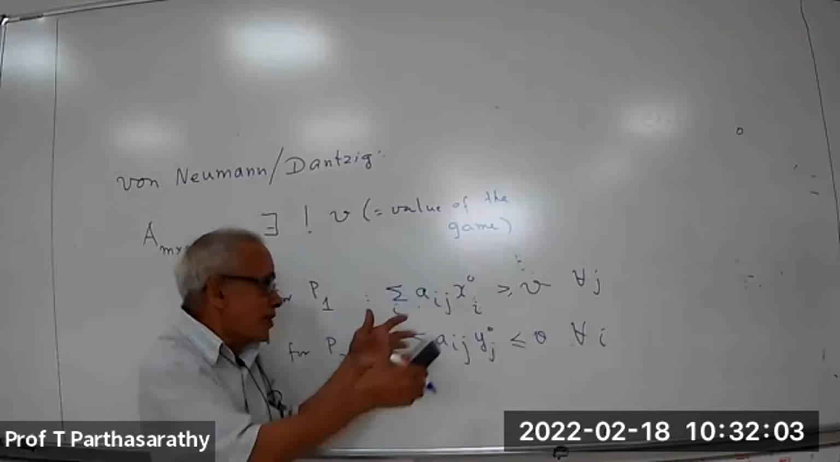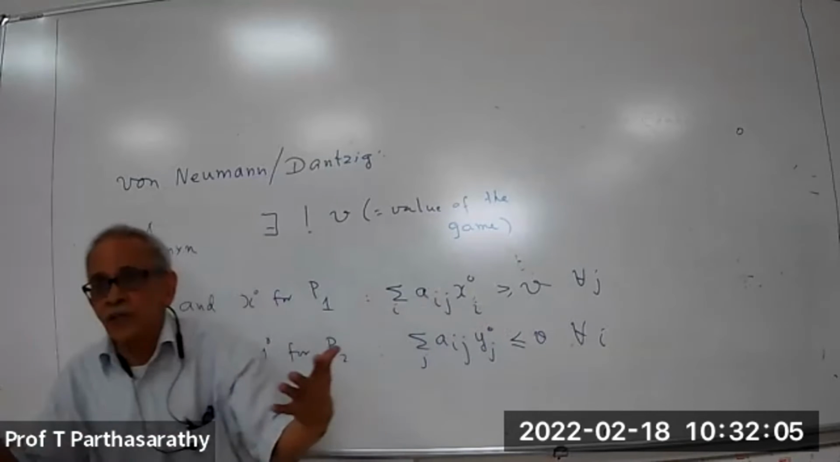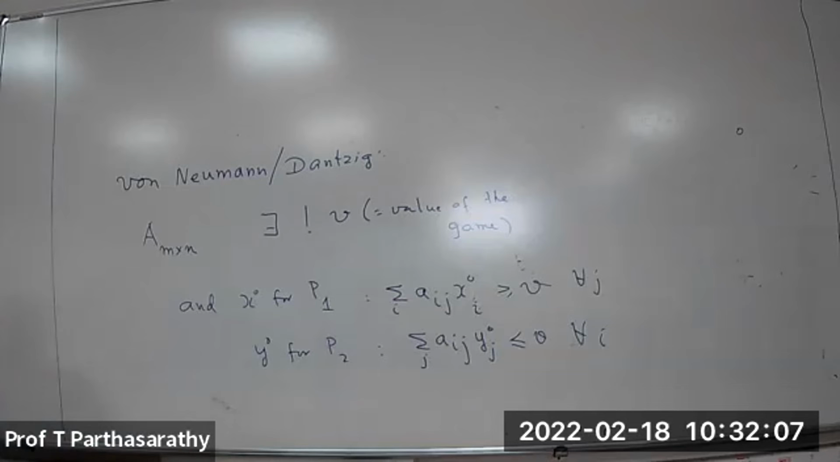So Ax naught y will always be greater than or equal to V for any y which is employed by player 1, because it's a probability. And by playing y naught, player 2 is going to restrict player 1's income to utmost V. So this is a saddle point actually. In the class of mixed strategies, there is a saddle point.